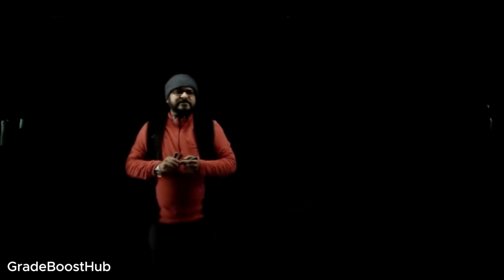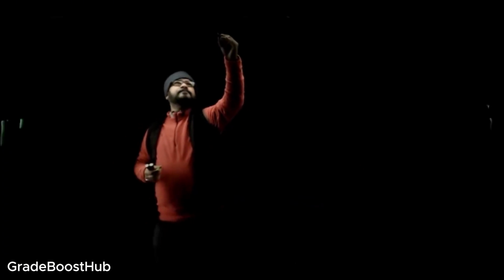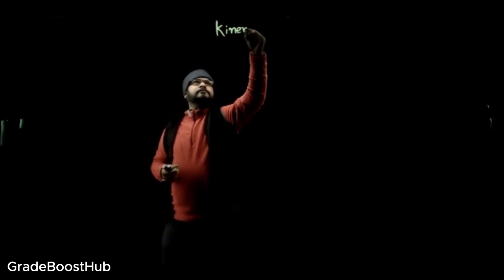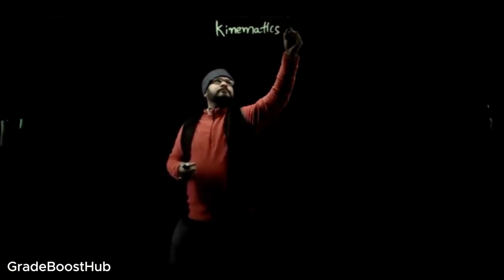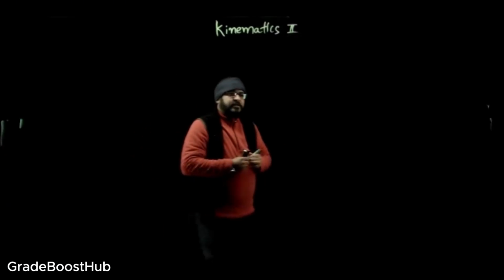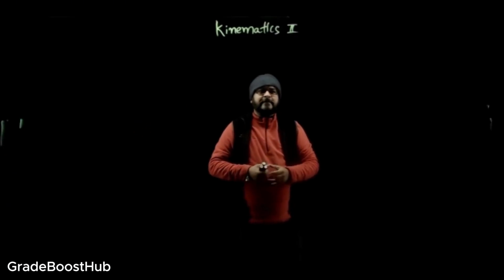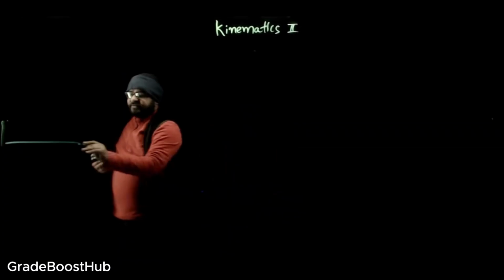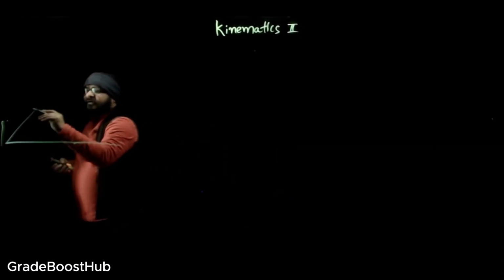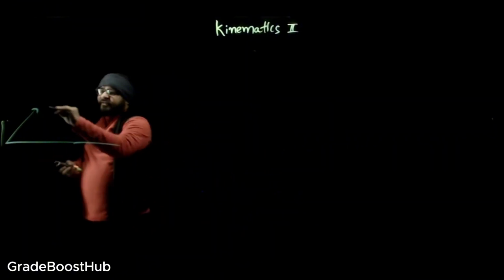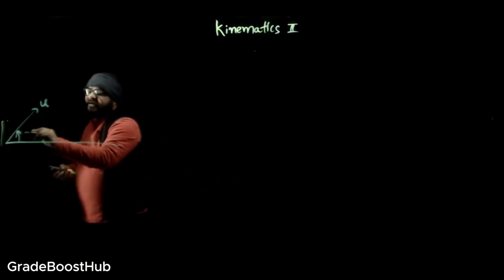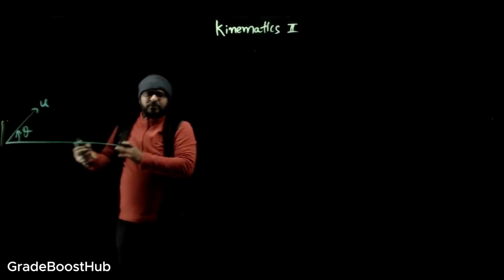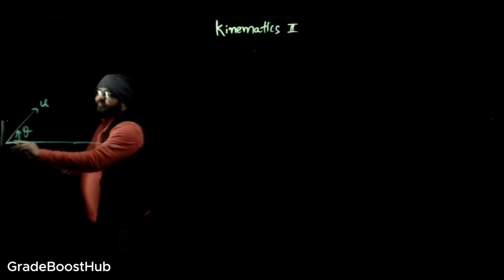Okay, very well. So let's start with kinematics part 2. In kinematics part 2, we are mostly going to study the motion of a projectile. Suppose this is a horizontal ground and I'm shooting a ball with a velocity u at an angle theta. Now I'm interested in understanding this motion. This is the simplest form of 2D motion.